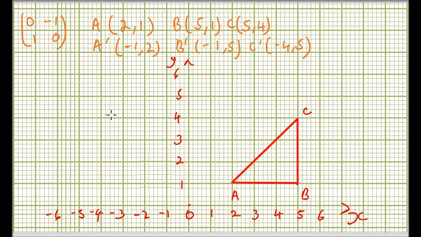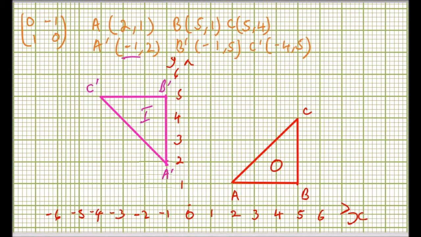So having obtained our object, what we do is we get the image. Now our image is at minus 1, 2. So that is where we have our A prime. Our B prime is minus 1, 5. So that is where we have our B prime. And our C is minus 4, 5. So that is where we have our C. And with the 3 points, we join them to come up with the image of this triangle. So that is our triangle, our image. So we can say this is the object, and this is the image.